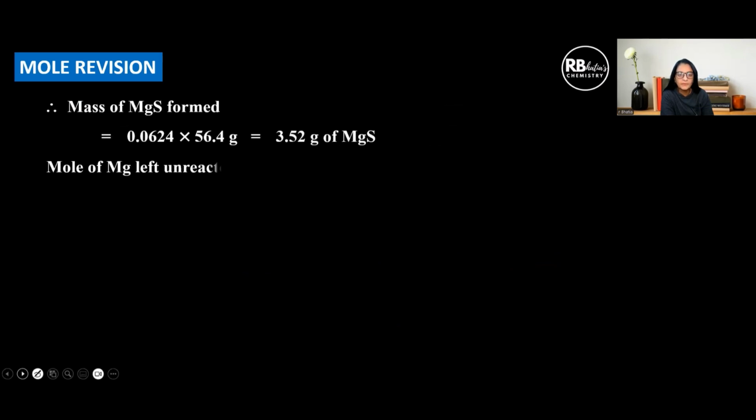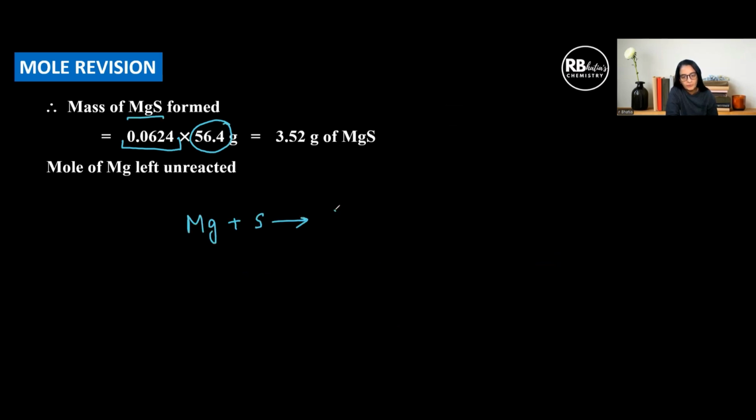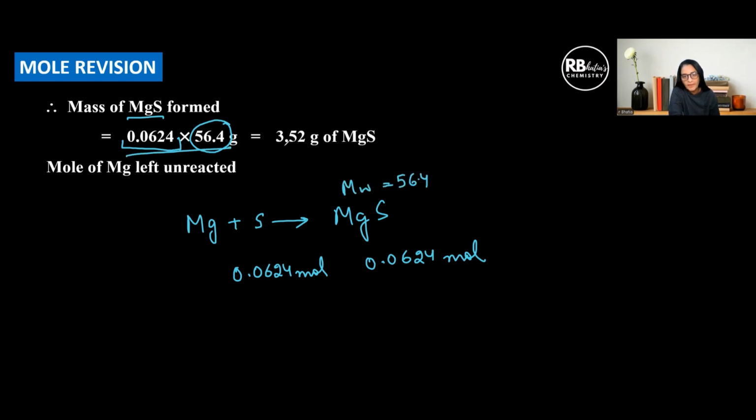And we are going to calculate the mass of magnesium sulfide formed based on sulfur. These many moles of sulfur were present into molecular mass of magnesium sulfide. Why? Because the equation was magnesium plus sulfur to give magnesium sulfide. So if 0.0624 moles of sulfur are present, they will give 0.0624 moles of magnesium sulfide, and the molar mass of magnesium sulfide is 56.4. So we're going to multiply and we get this much of magnesium sulfide.